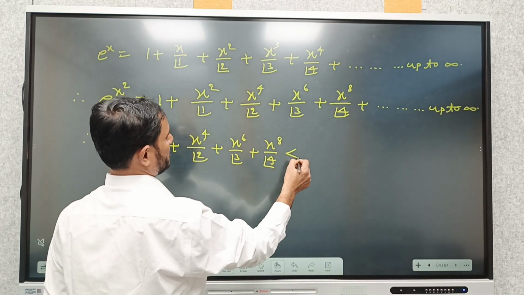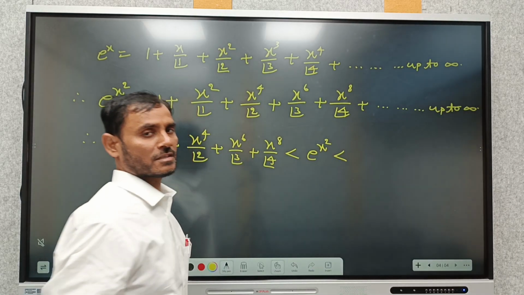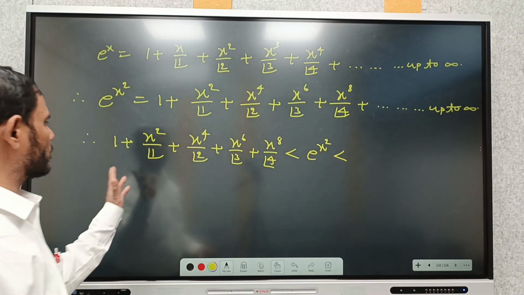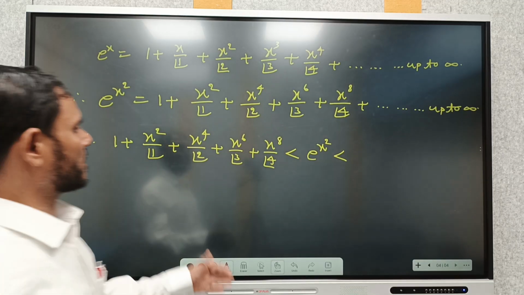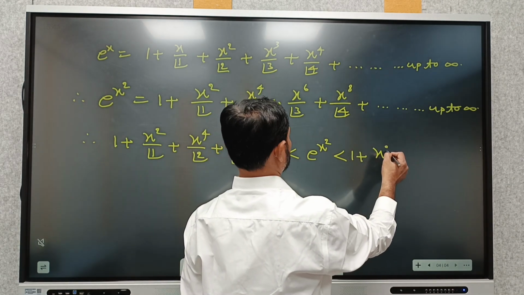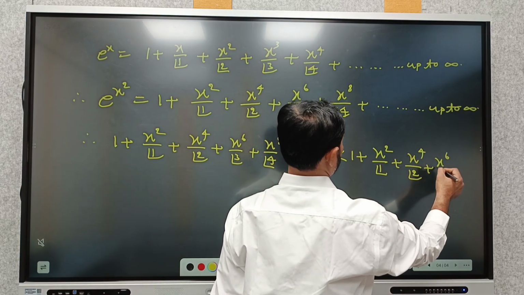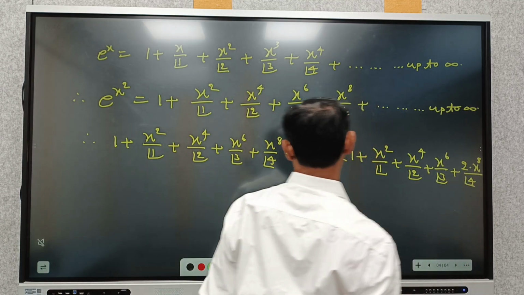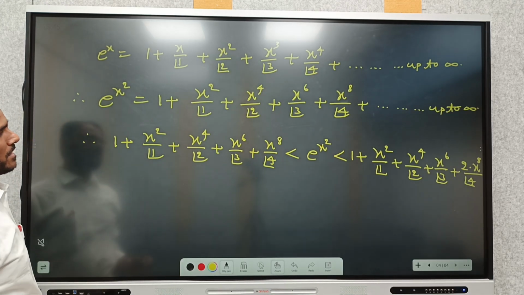Therefore, 1 plus x squared/1 factorial plus x to the 4th/2 factorial plus x to the 6th/3 factorial plus x to the 8th/4 factorial is less than e to the power x squared, and that is less than, again, these first four terms, but we double the last term, the fifth term: 1 plus x squared/1 factorial plus x to the 4th/2 factorial plus x to the 6th/3 factorial plus twice x to the 8th/4 factorial. Only the last term is doubled. Now we integrate both sides from 0 to 1.